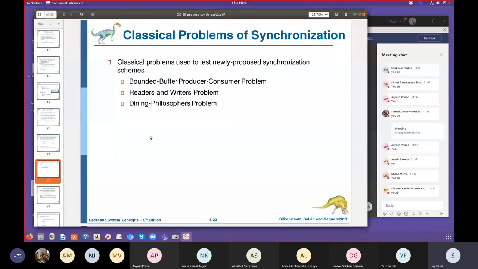Okay. So yeah, there are these classical problems of synchronization. If someone comes up with a new proposed solution for the critical section problem, they are supposed to demonstrate that their new solution works on these problems. These are kind of benchmarks. Specifically, let us study how semaphores can be used to solve these classical problems. Of course, we'll understand the classical problems and then see how semaphores are used.